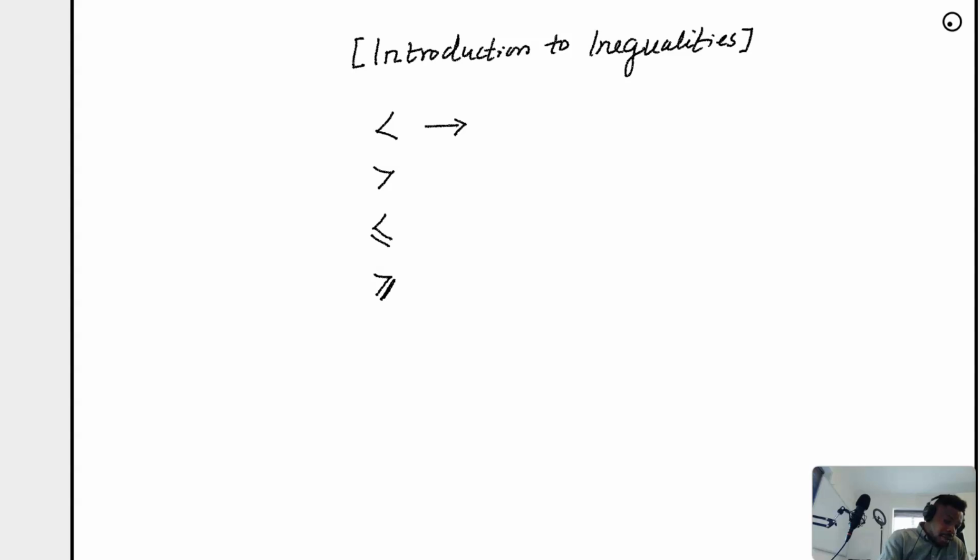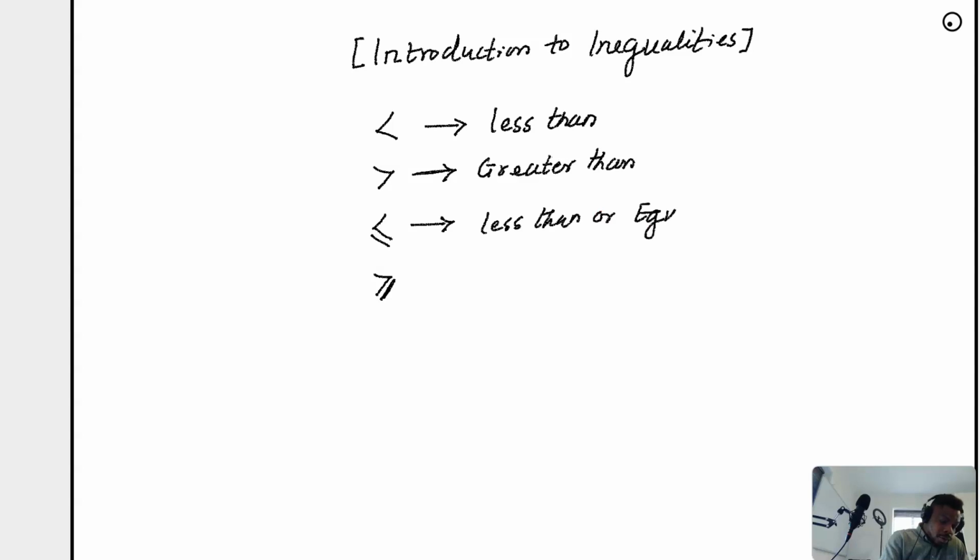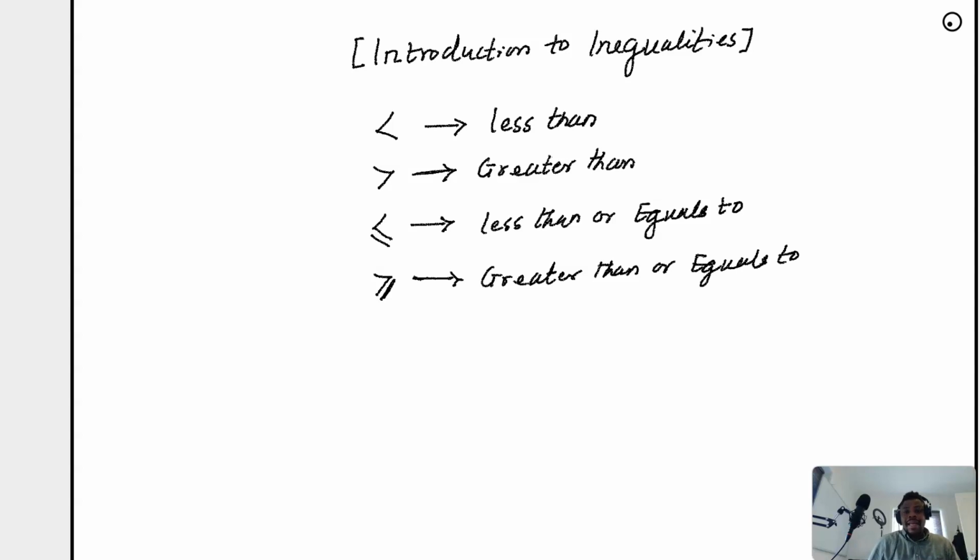This is called less than. This is called greater than. This is called less than or equals to. This is called greater than or equals to. So, what do we actually mean about these symbols? I'm going to explain this now.